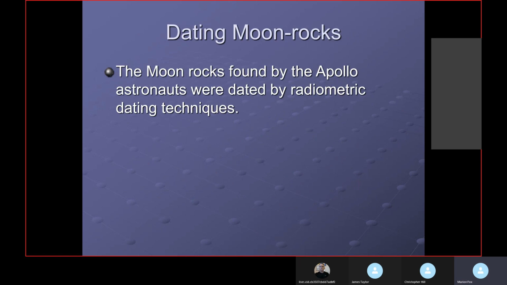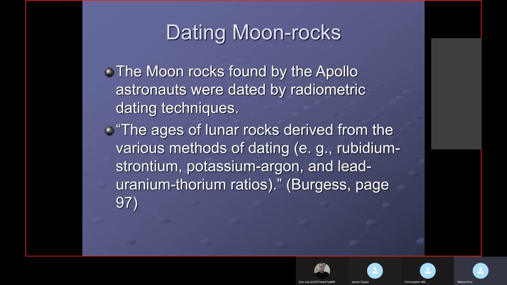And this has happened more than once. It's just happened over and over. The moon rocks found by the Apollo astronauts are dated by radiometric dating techniques. Burgess tells us the ages of lunar rocks derive from various methods of dating, for example rubidium-strontium, potassium-argon, and lead-uranium-thorium ratios.